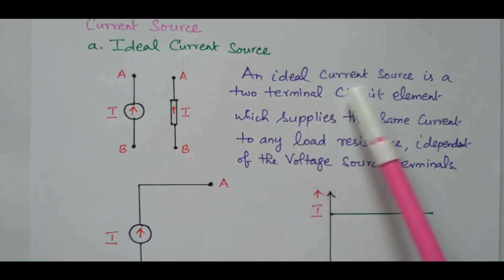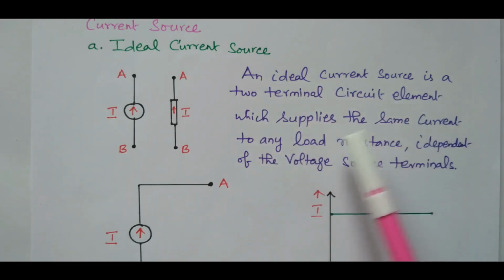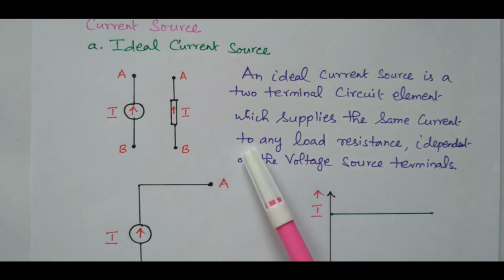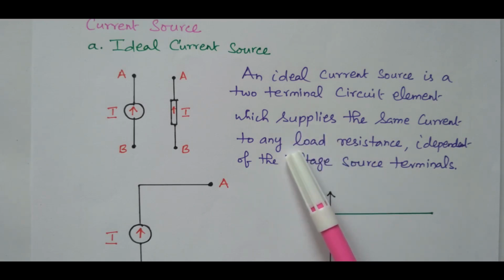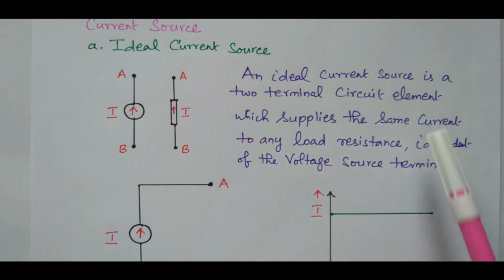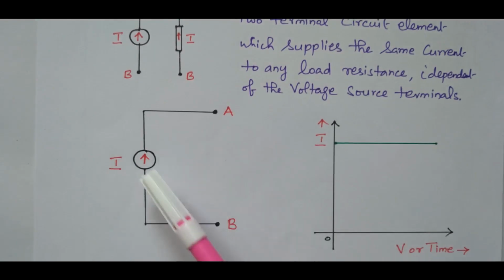The ideal current source is a two-terminal circuit element which supplies the same current at any load resistance, independent of the voltage across its terminals. So ideal means it will supply the same current for any load resistance. Whether the load resistance increases or decreases, it always supplies the same current, independent of the voltage. The circuit is represented here. So this is the current source, and the current is flowing through the terminals A and B.